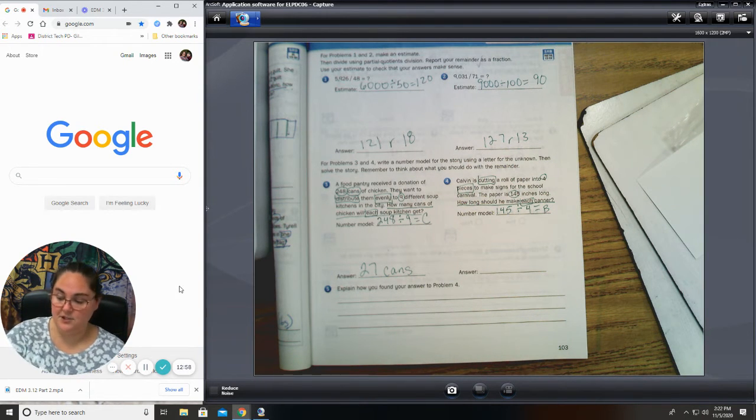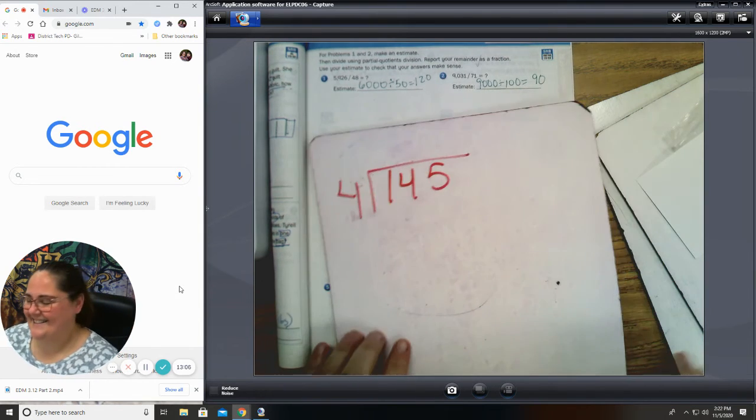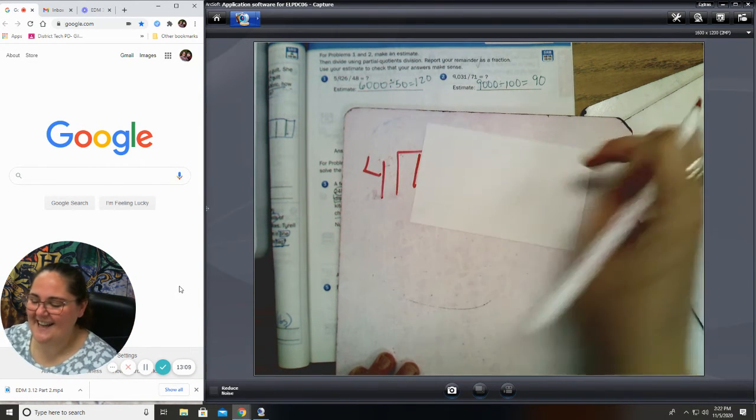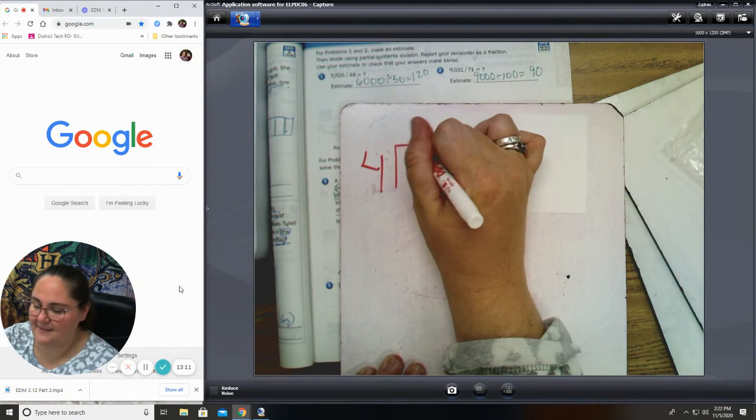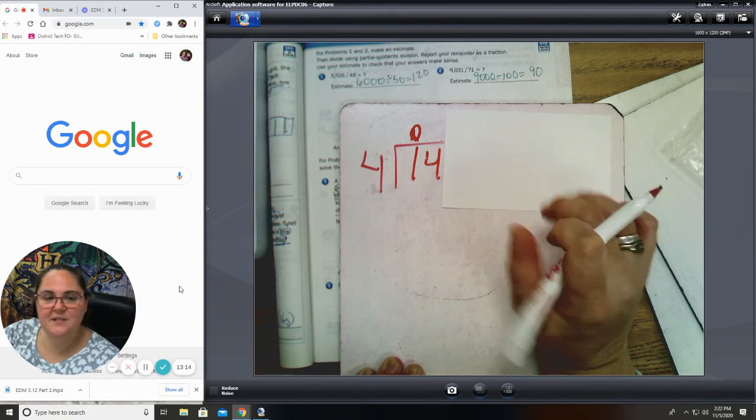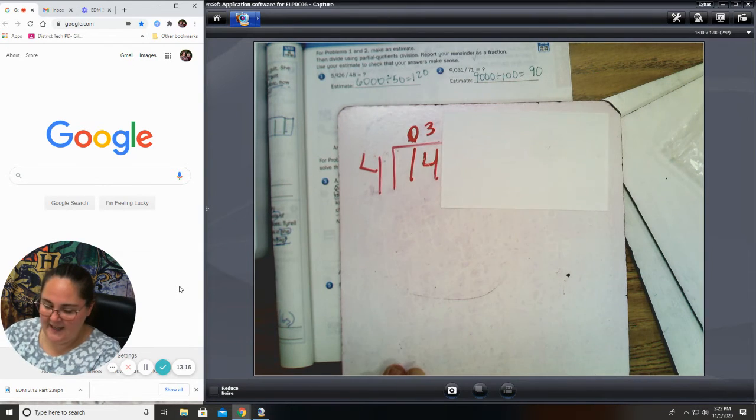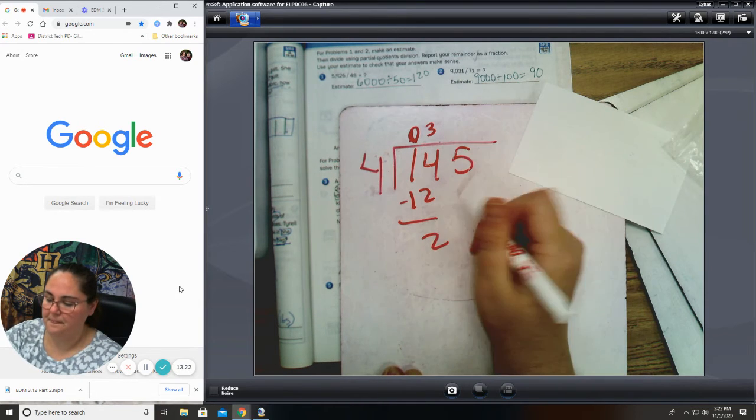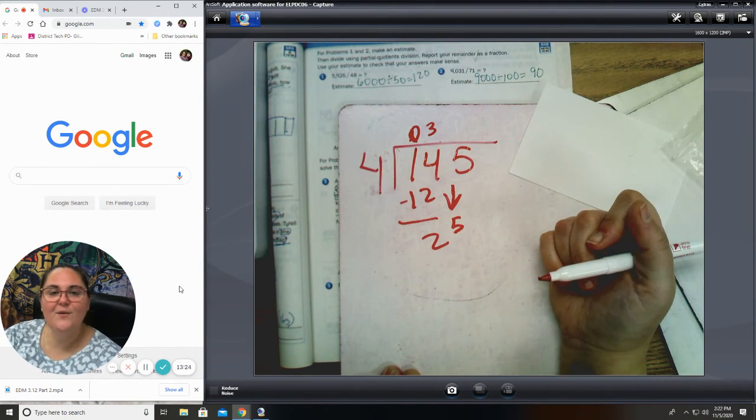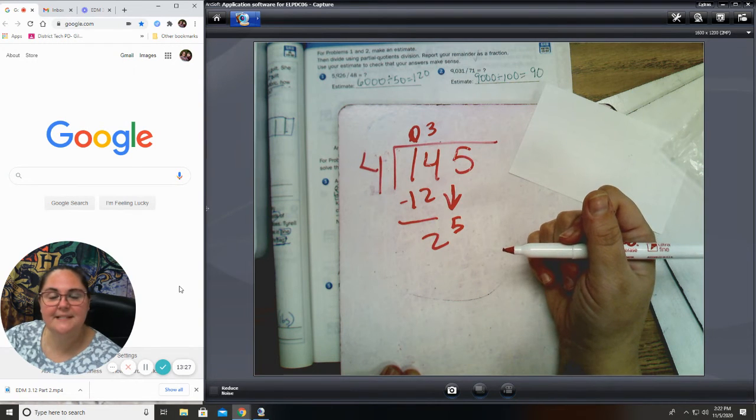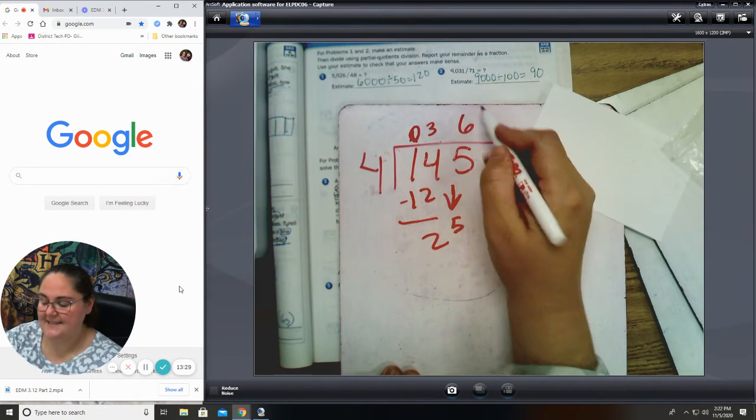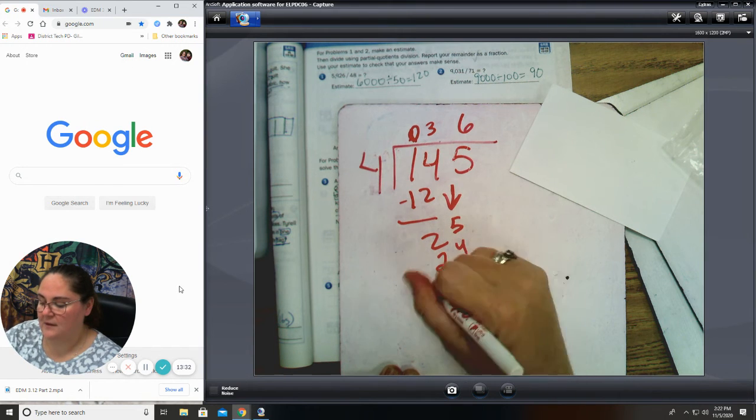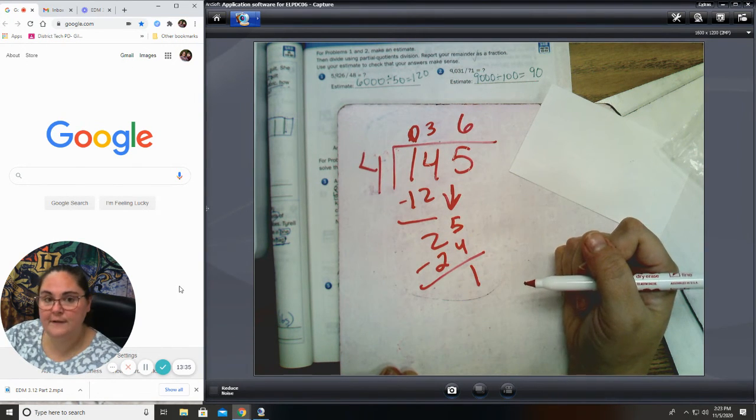You should have paused. Did you pause? Did you? All right, let's check and see. 4 does not go into 1. Absolutely not. So I'm going to put a 0 there. 4 goes into 14 3 times. 3 times 4 is 12 with 2 left over. 4 goes into 25. How many times? 6. 6 times 4 is 24 with 1 left over.